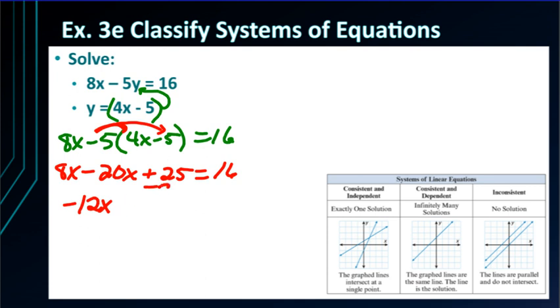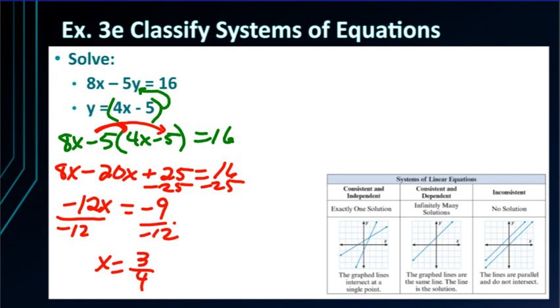I'm going to subtract the 25 first to save some space. So now that will equal a negative 9. To get x by itself, I divide by negative 12. X would equal a positive 3/4, because I can divide this by 3/3. Gives you positive 3/4. So since I got one answer, I know it's going to be consistent and independent.